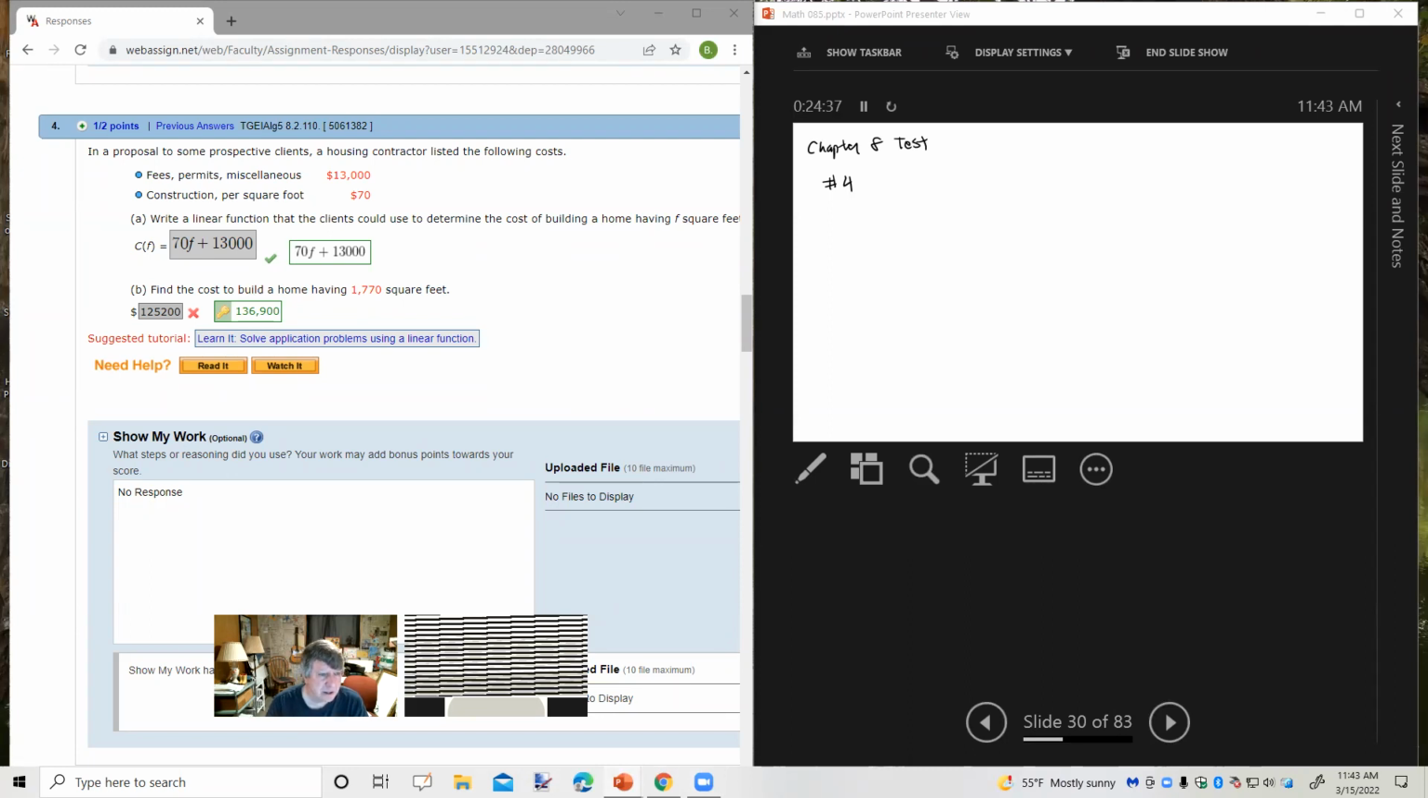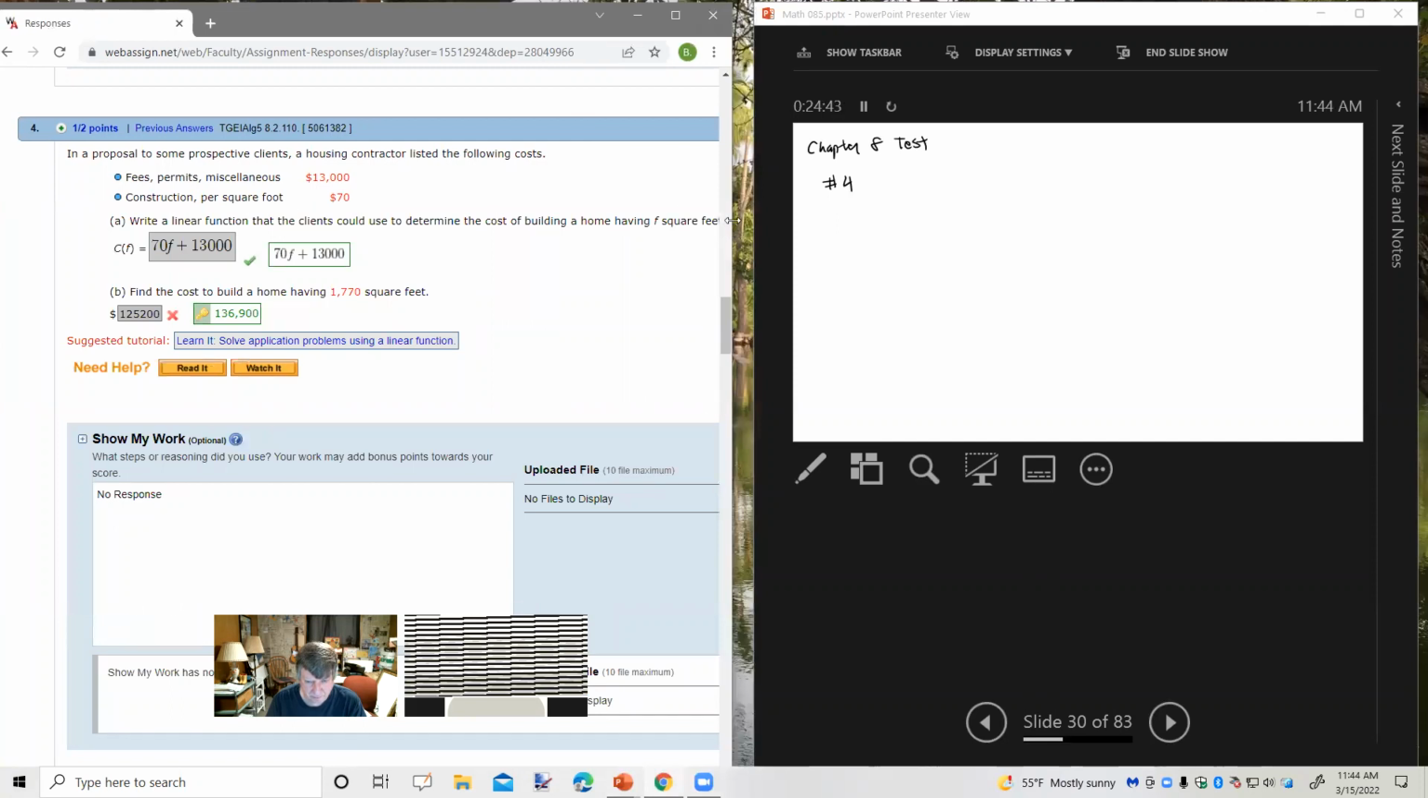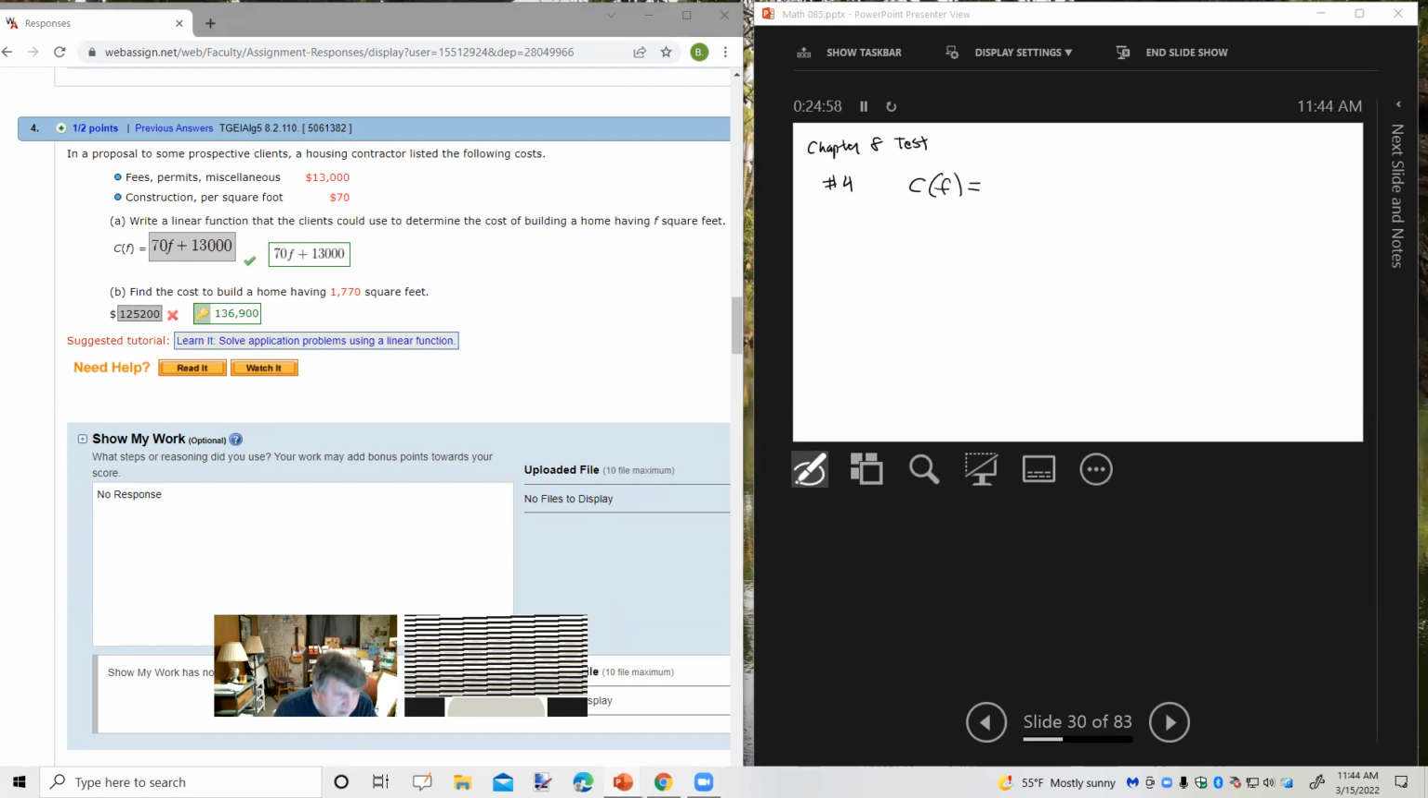It says write a linear function that clients could use to determine the cost of building a home having F square feet. Okay. And it looks like you got the first part correct. Do you want me to go over that again or are you okay with that? No, we can go to the second part. Okay, so your equation C of F equals 70F plus 13,000. It says find the cost of building a home having 1,770 square feet. So you want to find C of 1,770, which is 70 times 1,770 plus 13,000.